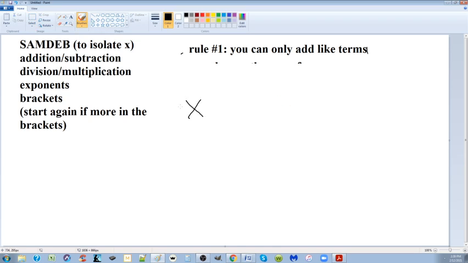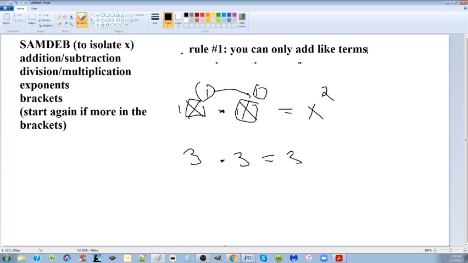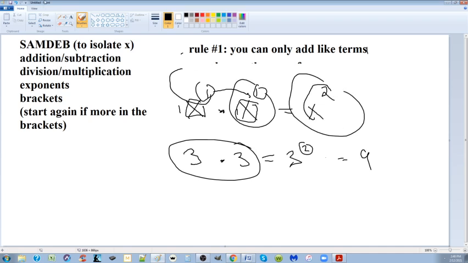So when I multiply 1x to the power of 1 times 1x to the power of 1, the rule says these are the same apples. So when I'm multiplying them, I have to add these exponents at the top, and I get x squared. To understand this better, pretend x is 3. 3 times 3 is 3 squared, that's just 9. So it makes sense that x times x is x squared.